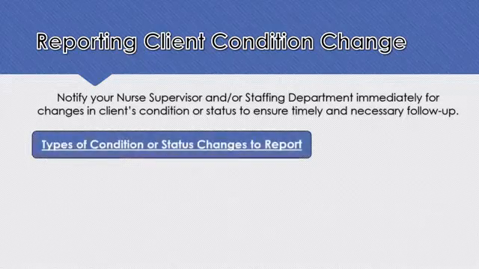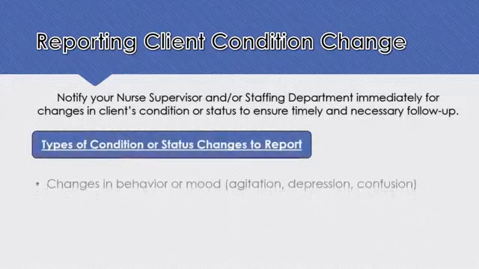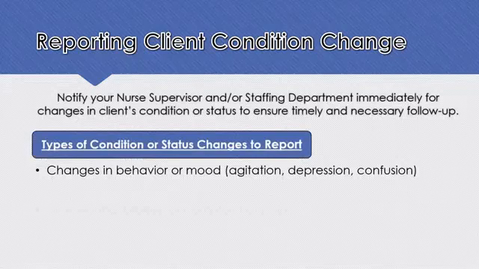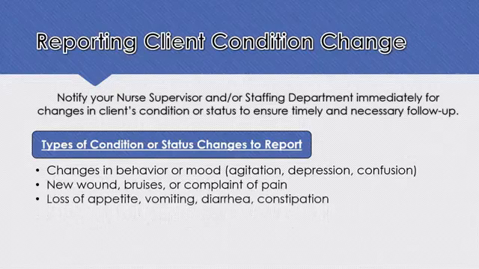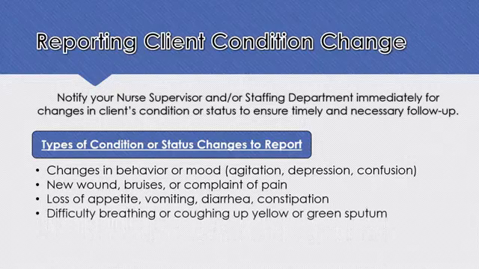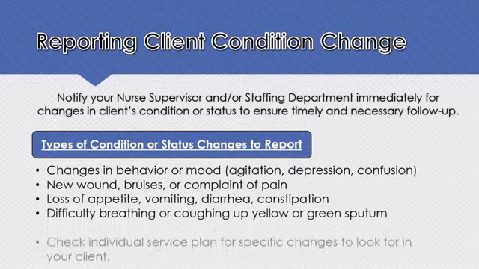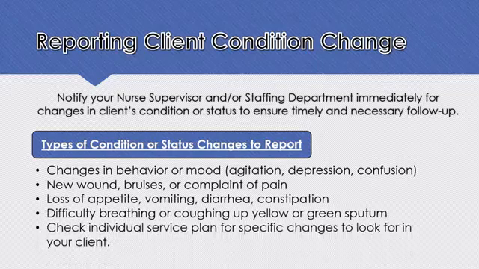The types of condition or status changes to report are changes in behavior or mood such as agitation, depression, or confusion, new wound, bruises, or complaint of pain, loss of appetite, vomiting, diarrhea, or constipation, difficulty breathing or coughing up yellow or green sputum, and lastly, check the individual service plan for specific changes to look for in your client.